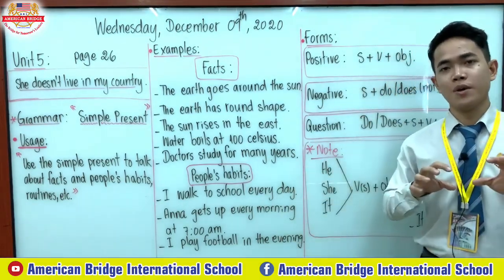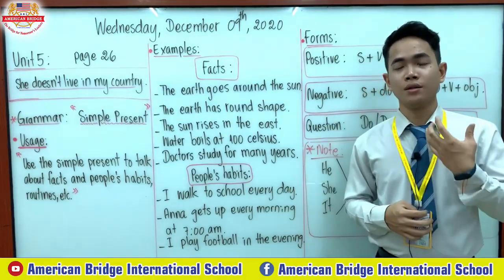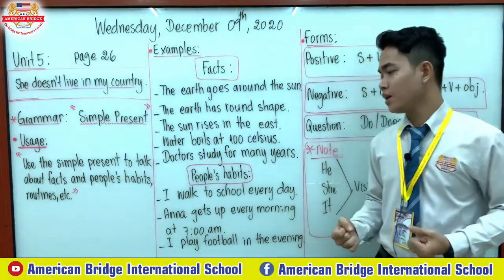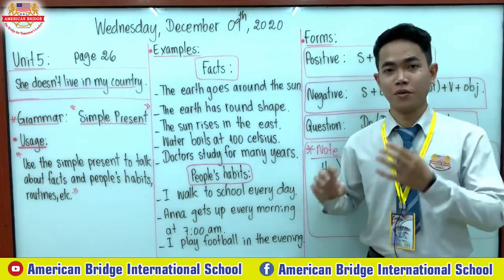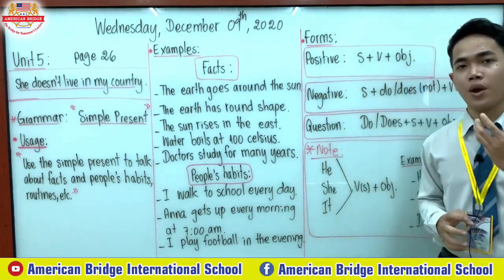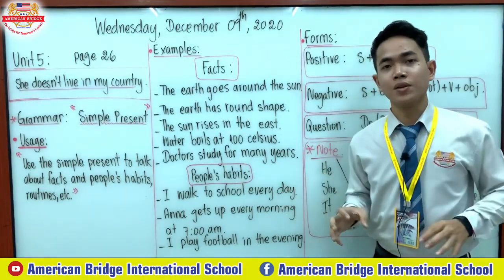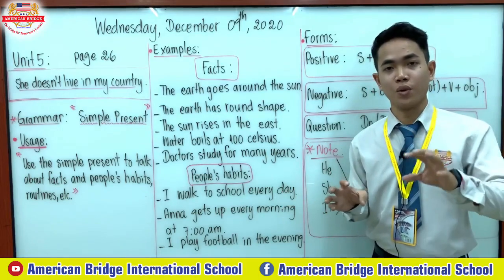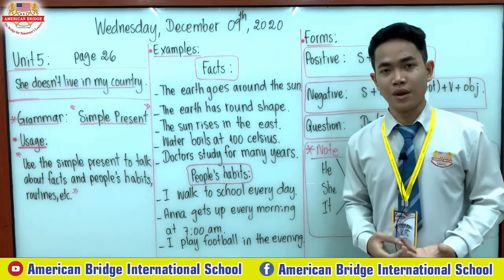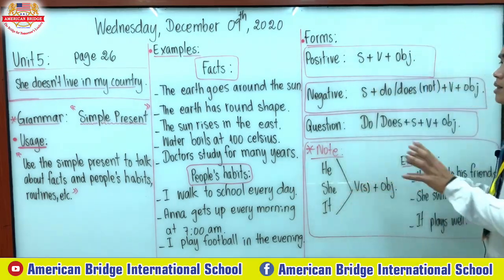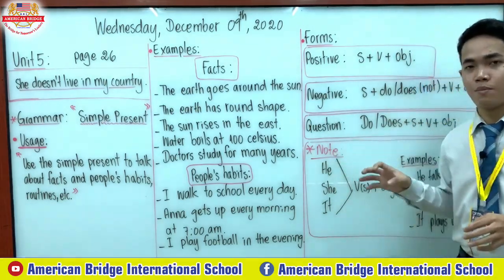So this is talking about the habit of someone, the routine that we do regularly or every day, right? Last one, I play football in the evening. Every evening, I play football, right? So these are talking about a person's habits. In your group study, you can spend some time chatting with your friends and your teacher about the habits that you do almost every day. So that's the usage and also the examples of facts and people's habits.